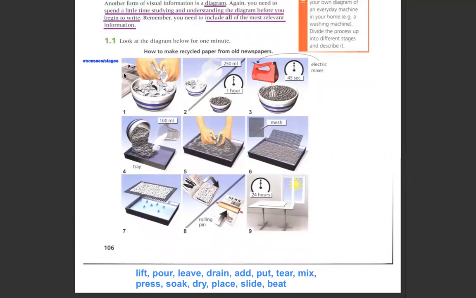So let's have a look at number 1. I want you to look at these verbs at the bottom and tell me which verbs you would use for picture number 1. Please type them in the chat box. So what verbs would I use to describe what's happening in picture 1? Right, I would use the verb tear, right? We're tearing the paper. What about here in picture 2?